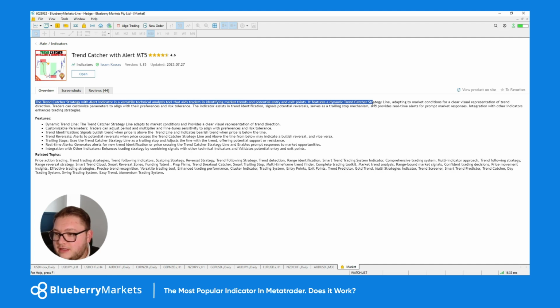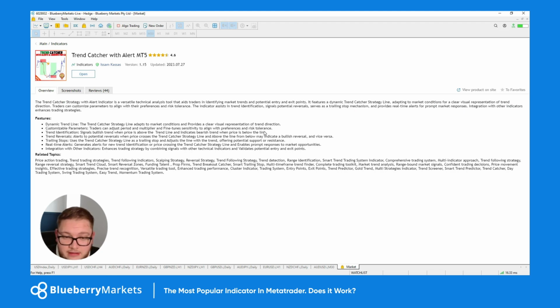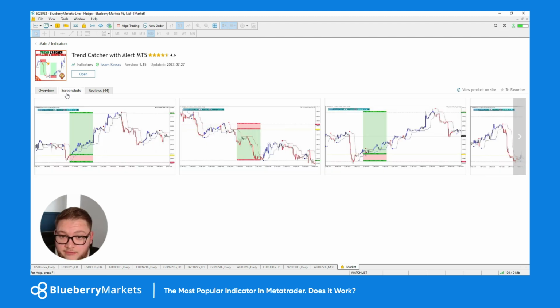It features a dynamic trend catcher strategy line adapting to market conditions for clear visual representation of trend direction. Traders can customize parameters to align with their preferences and risk tolerance. Okay, so it allows us to do a little bit of modification. The indicator assists in trend identification, signals potential reversals, and so on. Right, so features. Dynamic trend line: the trend catcher strategy line adapts to market conditions. Great. Customizable parameters: we can fine tune the periods. Signals a bullish trend when price is above the trend line and indicates a bearish trend when price is below the trend line. So let's have a quick look, flick over to the screenshots.